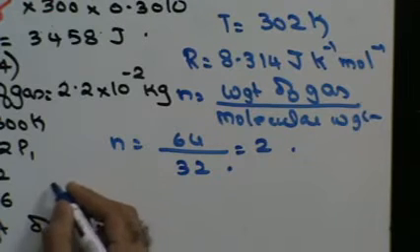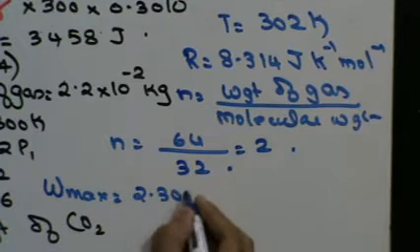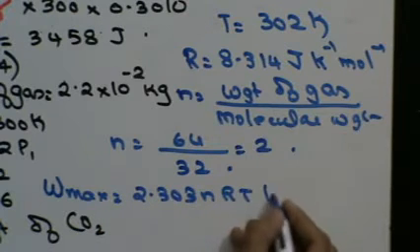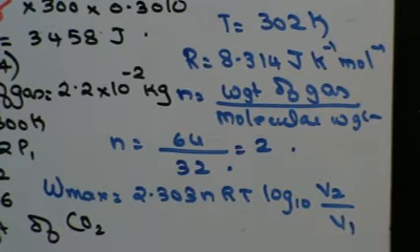They've asked you to find out the maximum work done. So W max is equal to 2.303 nRT log to the base 10 V2 upon V1. All the values are given to me. All I need to do is just substitute and get the answer. You should get the answer for this as 11,564.87 joules. Right? Okay, we'll stop this here for the day.